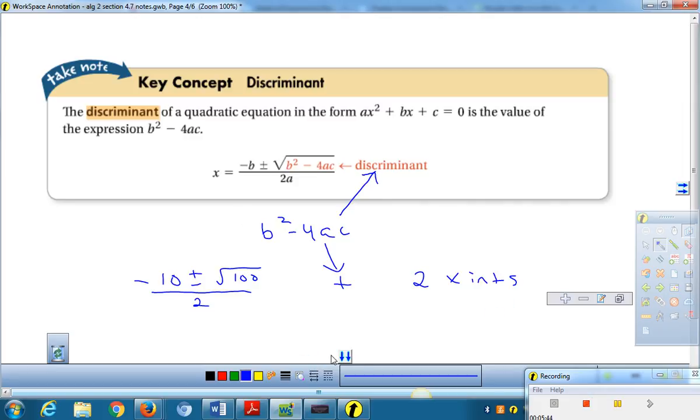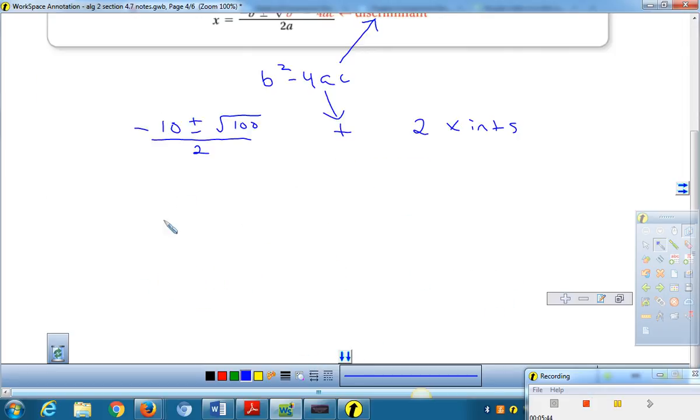All right? Well, what if I had one that looked like negative 10 plus or minus the square root of 0 over 2? How many answers do I get then? If the discriminant is 0, one. Right, we'll do negative 10 over 2. We have no plus or minus, so we get one x-intercept.